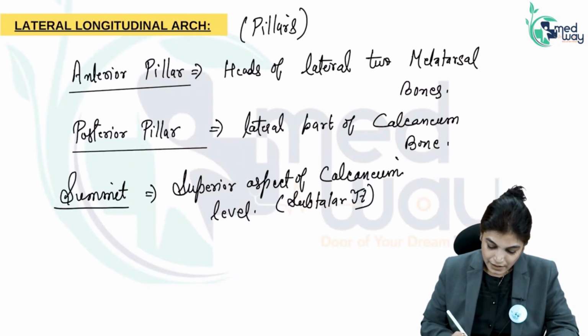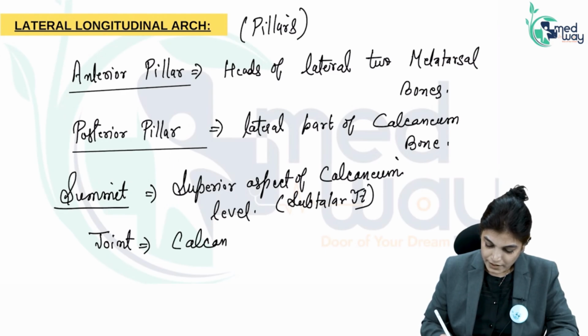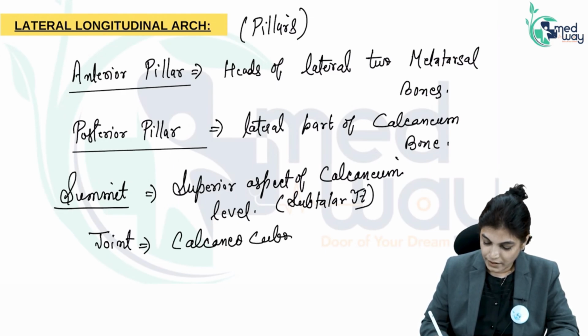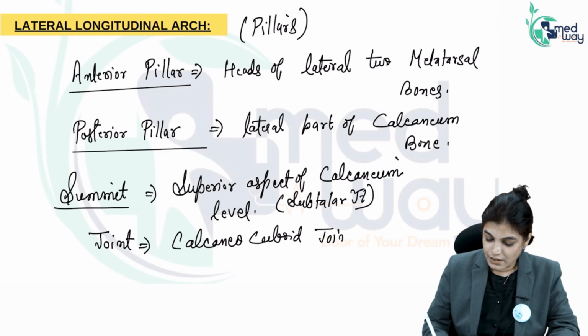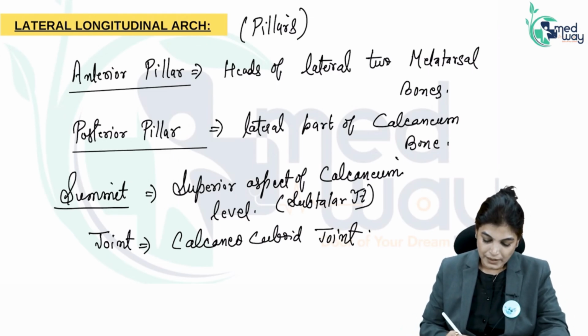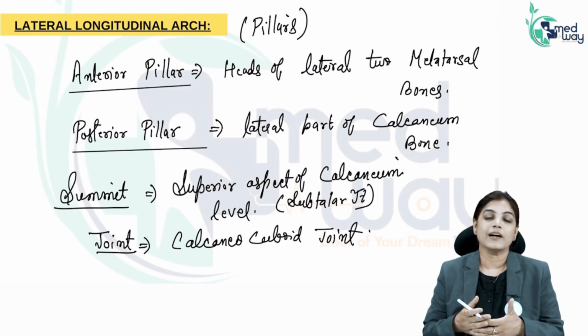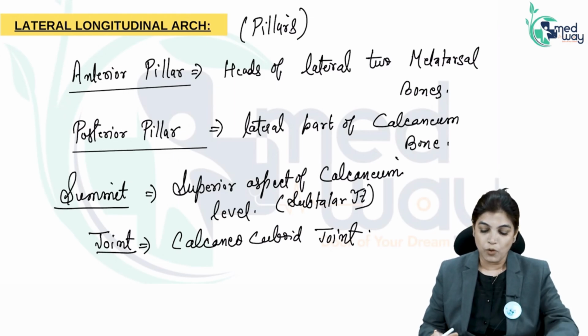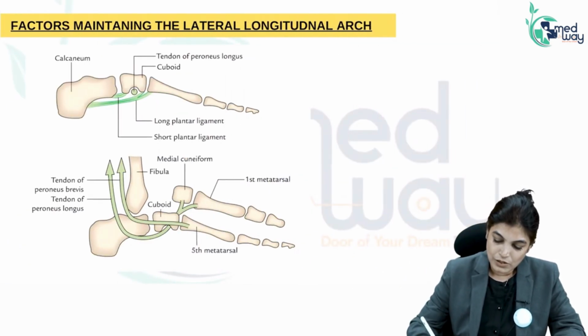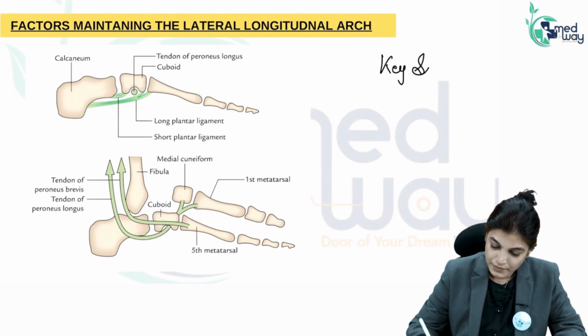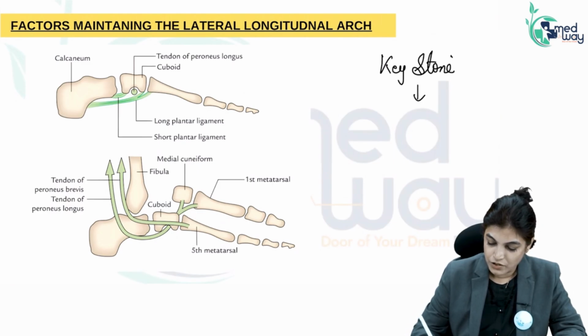And other than that, the most important joint is the calcaneocuboid joint. If we talk about the keystone of the lateral longitudinal arch, the keystone is the cuboid bone, the most important bone.